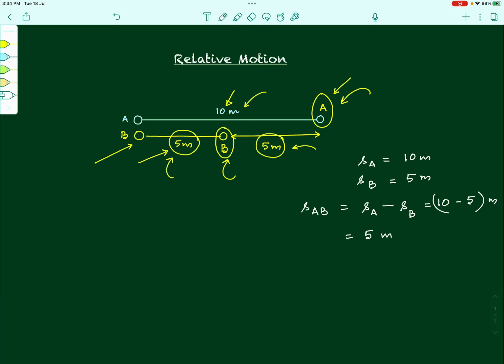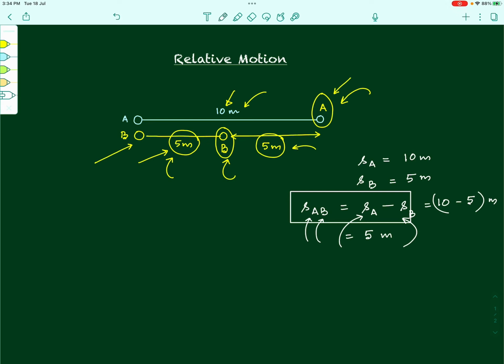This formula then becomes an important formula when we talk about relative motion, the motion of one body as seen by the other. What we have got here is the relative displacement. So the displacement of A as seen by B will be the displacement of A minus the displacement of B. What we have discussed just now is for displacement. We will see later on that this is valid for other aspects of motion like velocity and acceleration as well.